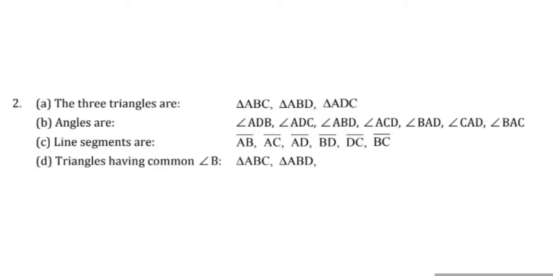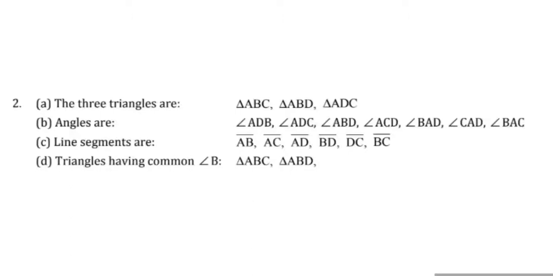Number 2, write the names of 7 angles. So the angles are angle ADB, angle ADC, angle ABD, angle ACD, angle BAD, angle CAD, and angle BAC. These all are the angles. Next one, write the names of 6 line segments.